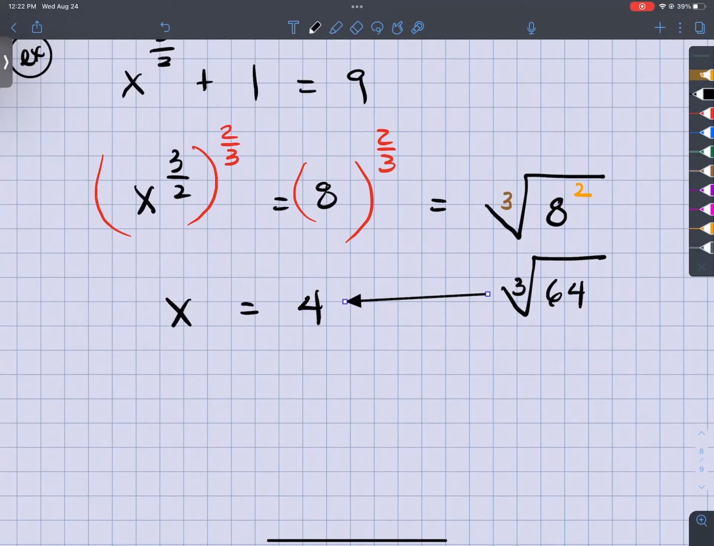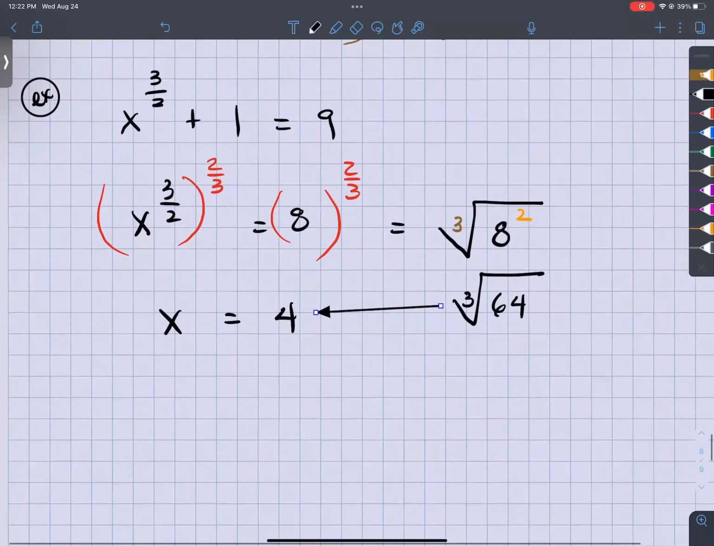Ooh, there was an example I wanted to do though. Where's that example? Oh, don't tell me I didn't bring it. I really like that example. I don't see the example. I think the example was something like this. There were like 2 rational exponents there.